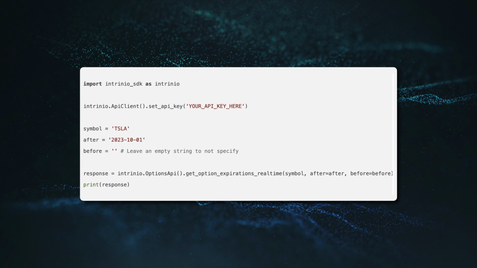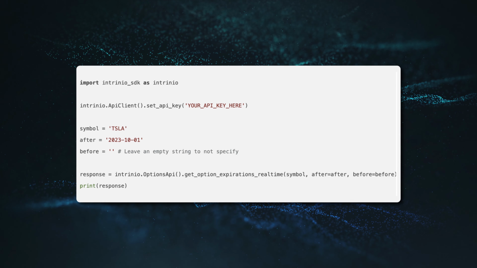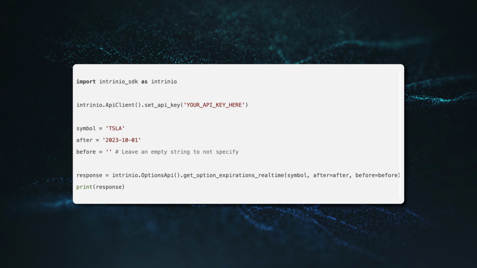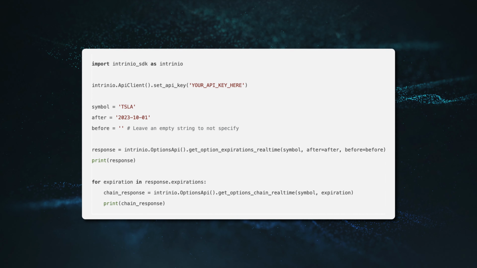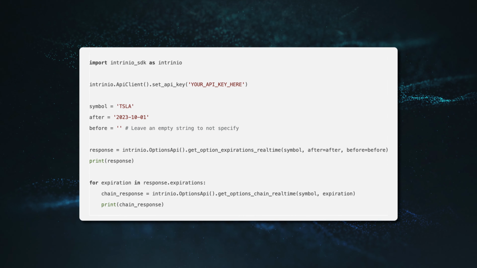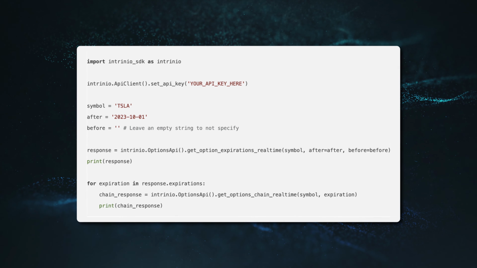You can copy and paste this code, leveraging the options expiration endpoint straight from the how-to guide, which I've linked below in the video description. Then this code will get you bid, ask, last, open interest, implied volatility, Greeks, and more.